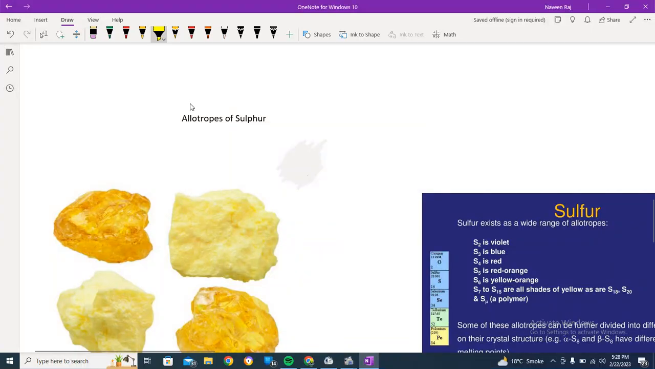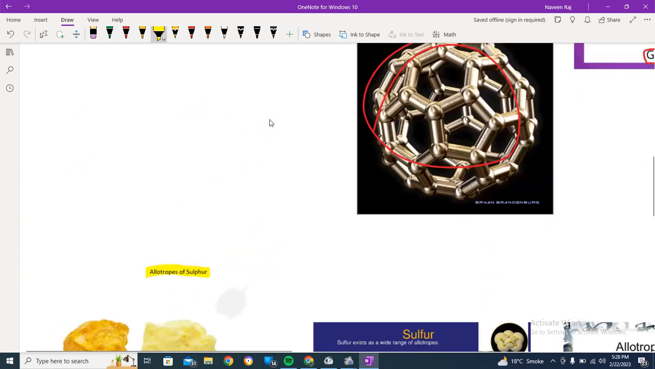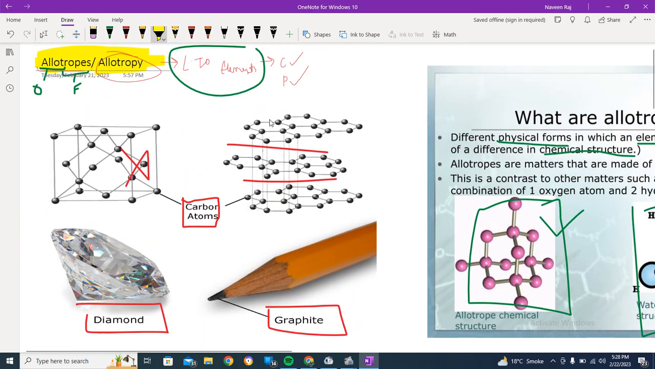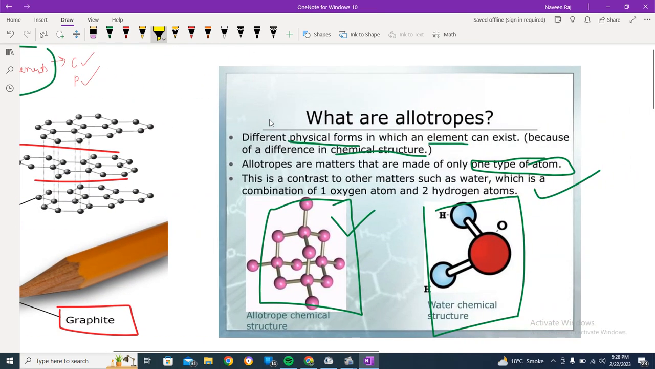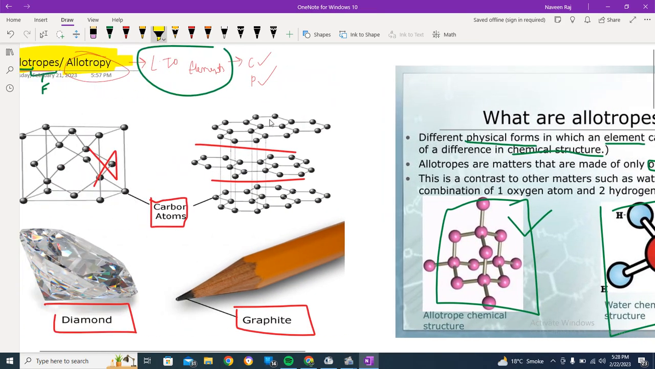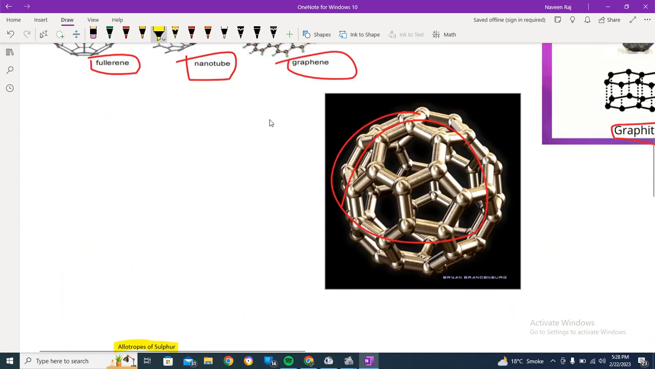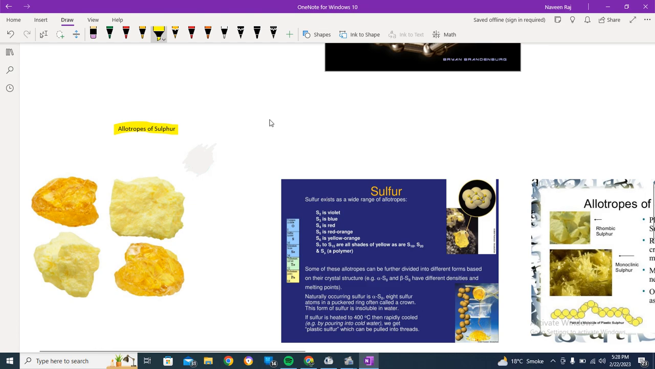And in today's video, our topic is the allotropes of sulfur, or we can say the allotropic forms of sulfur. If you have not known what allotropes are, in our just previous video we discussed what allotropes are, and we discussed the allotropes of carbon. So if you haven't checked out those videos, do check them out. In today's video, we are looking at the allotropes of sulfur.